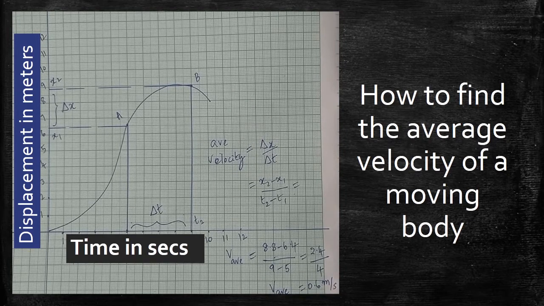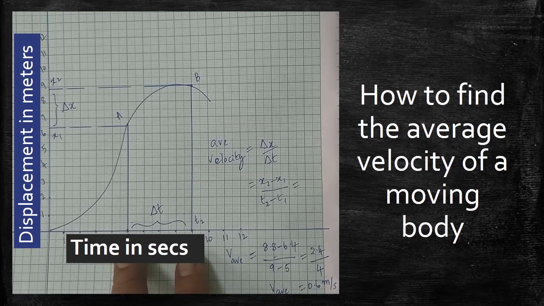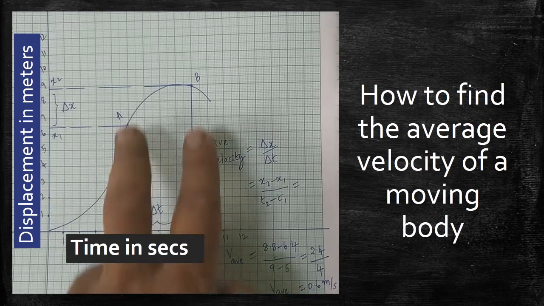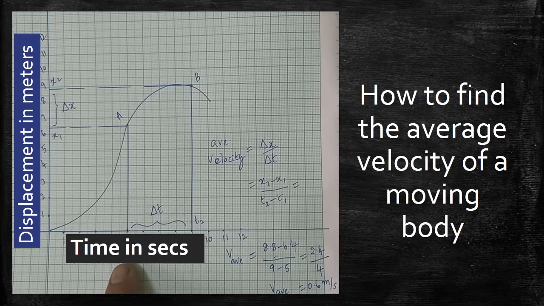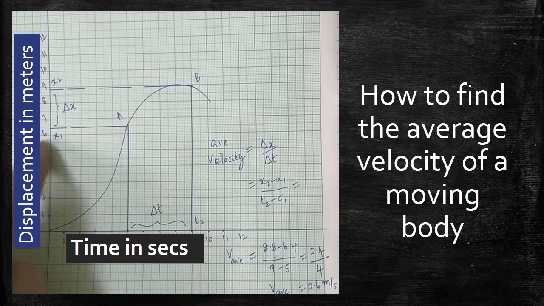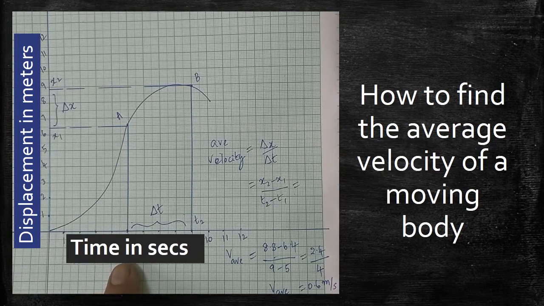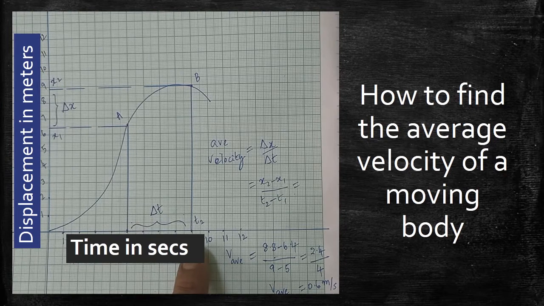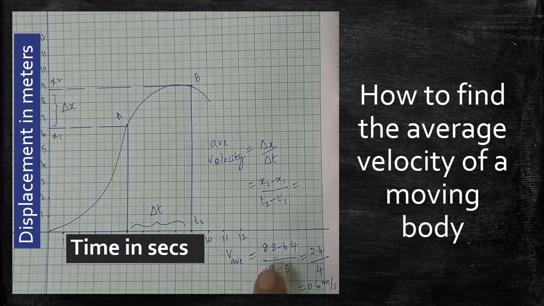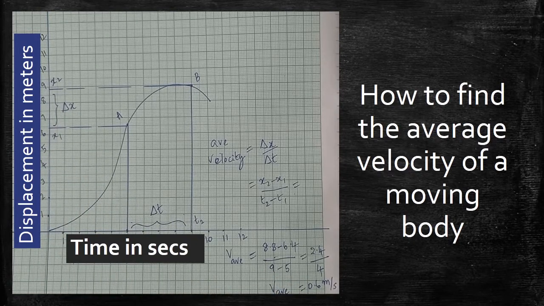To calculate V average, 2 instants of time must be taken. The corresponding positions x1 and x2 must be known for this particular instant, that is t1 and t2. x1 is the position of the particle when the t1 instant happens. x2 is the position of the particle when the t2 instant happens. Now find the difference between these two and these two, substitute in the formula, you will get the answer. So this is called V average.